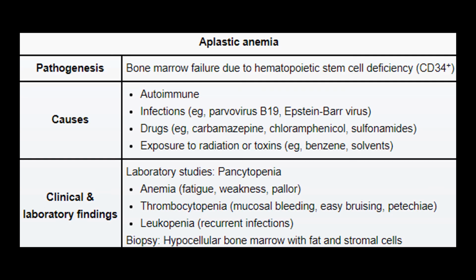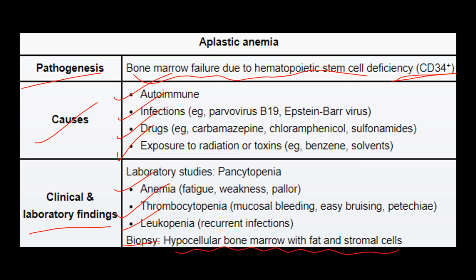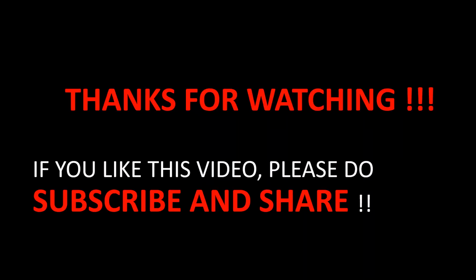So, the pathogenesis of aplastic anemia is bone marrow failure due to hematopoietic stem cell deficiency. The causes are autoimmune, infections, drugs, and exposure to radiation or toxins. The clinical and lab findings include anemia, thrombocytopenia, and leukopenia, and the biopsy reveals hypocellular bone marrow with fat and stromal cells. This is all for today.